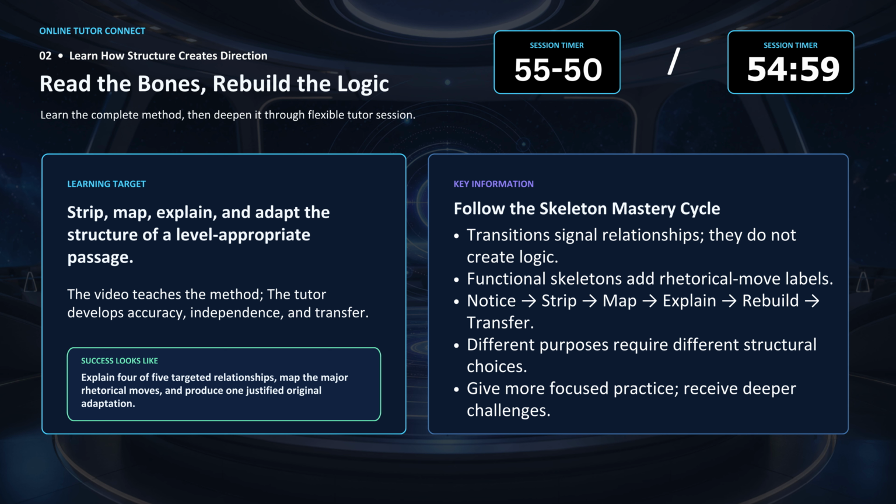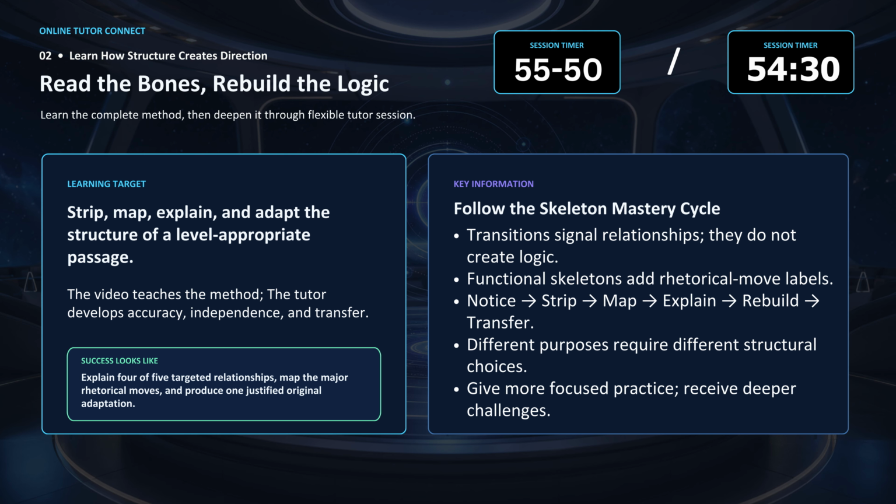The framework guiding today's work is called the Skeleton Mastery Cycle. Its 6 actions are notice, strip, map, explain, rebuild, and transfer. The approximately 60-minute tutoring video introduces the full method and demonstrates how the stages connect. Play Lab is where you practice it. The recommended Play Lab route is approximately 40 minutes, but it is intentionally flexible. You may complete a shorter focused task, follow the full route, or continue through additional advanced cycles.